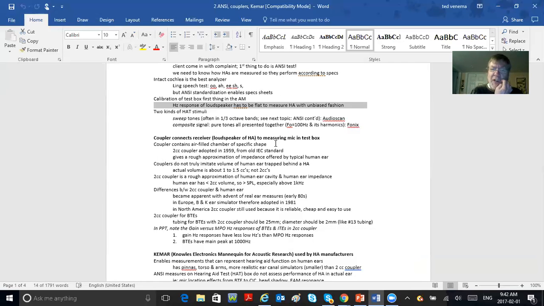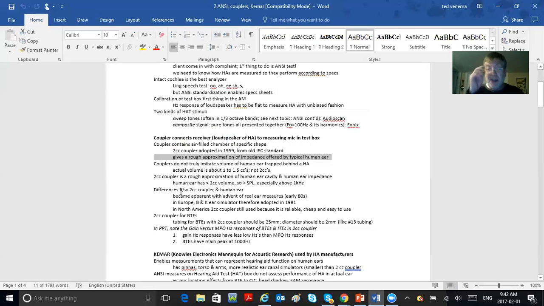The coupler contains an air-filled chamber of a specific shape, and it's got exactly 2 cubic centimeters in it. That's about the volume of a sugar cube. It was adopted in 1959 from an old IEC standard, International Electronics Commission from Europe. It gives a rough approximation of the impedance offered by your typical ear.